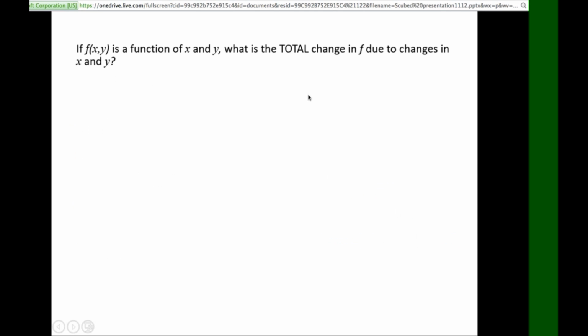If f of x, y is a function of x and y, what is the total change in f due to changes in x and y? And the total change in f is written like this.